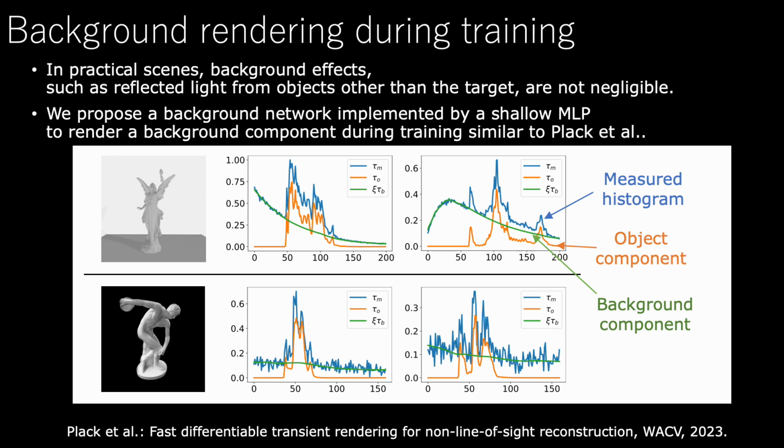In practical scenes, background effects, such as the reflected light from objects other than the target, are not negligible. We propose a background network implemented by a shallow MLP to render a background component during training. Our approach correctly divides the measured transient into an object and a background component, and enables the SDF network to learn the correct SDF.